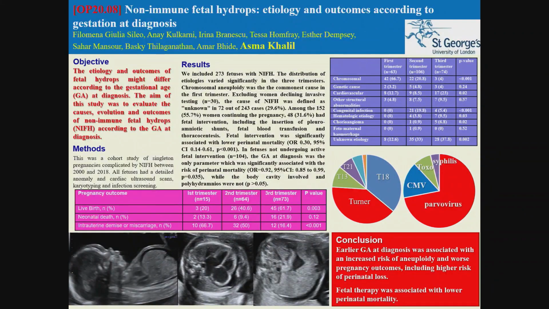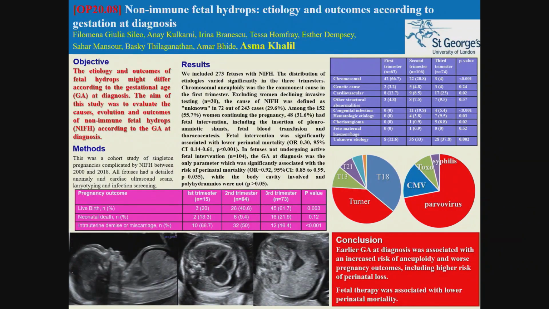About a third of the cases had fetal intervention in the form of thoracocentesis, transfusion, or insertion of a shunt. In this group, they had significantly lower perinatal mortality, and gestational age at diagnosis was significantly associated with the risk of perinatal mortality, despite the fact that the body cavity involved and the presence of polyhydramnios were not significantly associated with the risk of perinatal mortality.